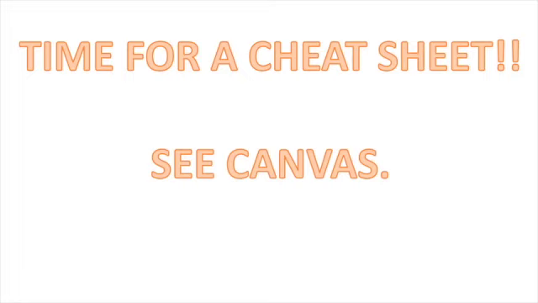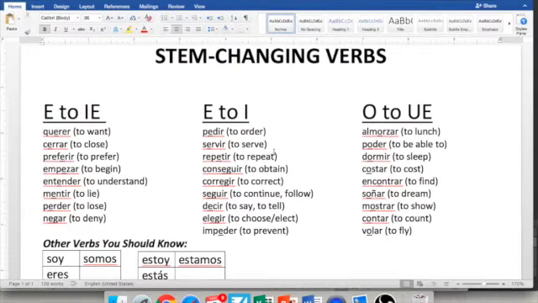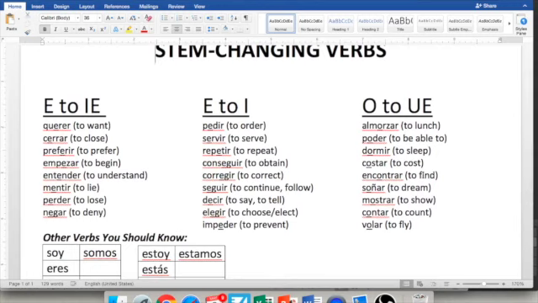All right. So I put on this slide that it's time for a cheat sheet, and that you can see on Canvas. I will make sure to upload my little stem changing verbs cheat sheet, and I made this for the Spanish 1000 class. These are just very common stem changing verbs that you see in Spanish. This is not every single verb in the whole language, but it's very, very common verbs that you will see in this course. So here are some from E to IE, and I've given you the verb. I've highlighted the E that changes, and I've told you in parentheses what these mean in English. Same thing for your E to I stem changers and your O to UE.